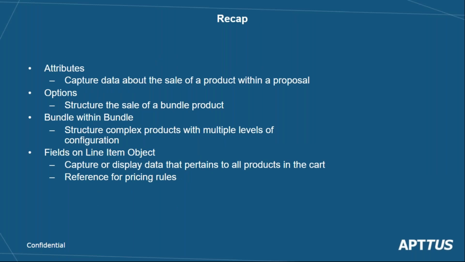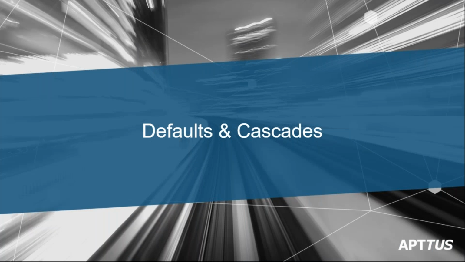So now a recap. Whatever we just did, we just got to know about attributes. Attributes capture the data about the sale of a product within a proposal. Options, they structure the sale of a bundle product. Bundle within a bundle, they structure complex products with multiple levels of configuration. And then fields on line item object, they capture or display data that pertains to all products in the cart, and they can be referenced in the pricing rules. So that is all about the attributes, options, bundle within bundle, and fields on line item object.